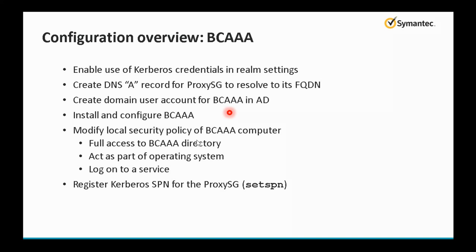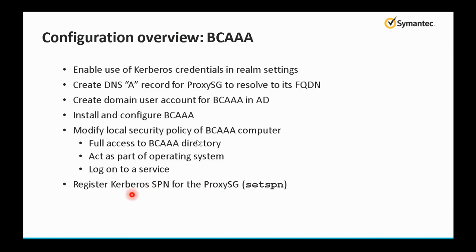Okay, there are a few things also that need to be configured, such as: you need to have full access to the BCAAA directory, and then you need to configure the server where you install the agent, and configure the security profile to act as part of the operating system. And as I mentioned, you must log on as a service. You need to use the domain user account to log on as a service. And lastly, you need to register the service principal name for the proxy.